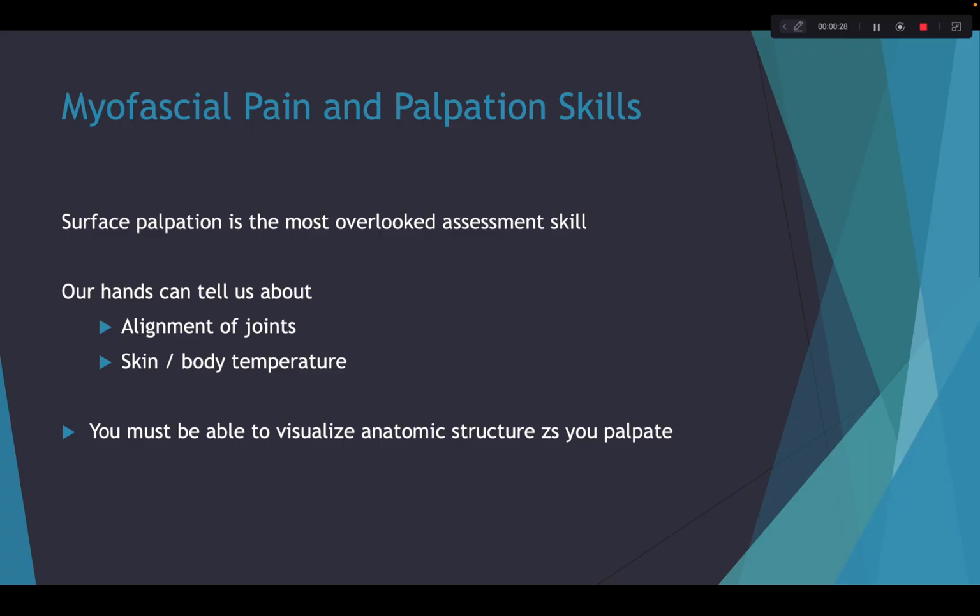Our hands can typically tell us the alignment of joints. They can feel the skin or body temperature changes, right? And when you're palpating somebody successfully, you must be able to visualize the anatomic structures below that you are palpating.